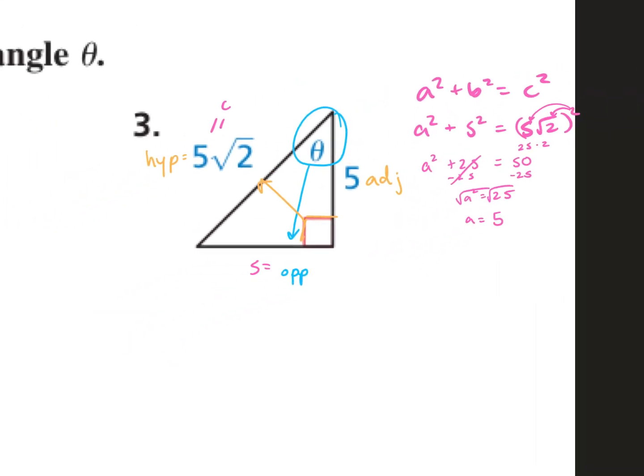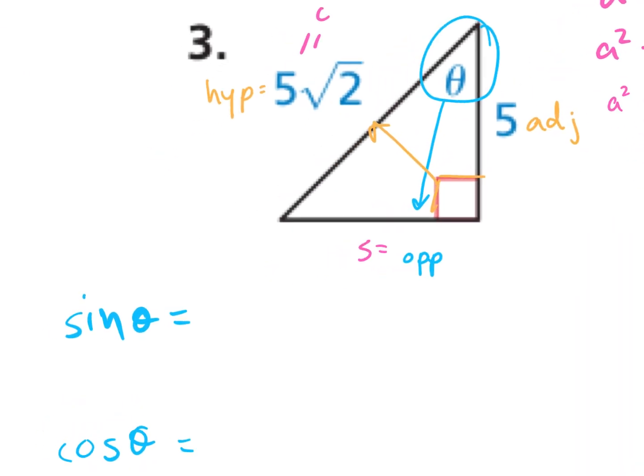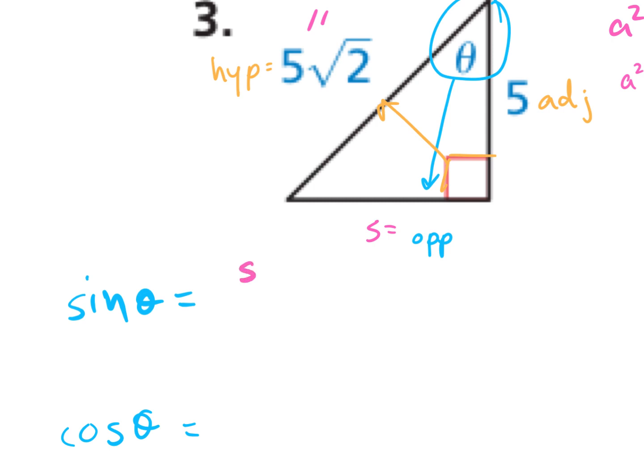All right, so let's find our trig functions. So let's start with sine, cosine, and tangent. So sine is what over what? Opposite over hypotenuse, so that would be 5 over 5 square root 2. Can this simplify? How? The 5's cancel. Since I'm multiplying the bottom by 5, you can just cross them out. So this is 1 over square root 2.